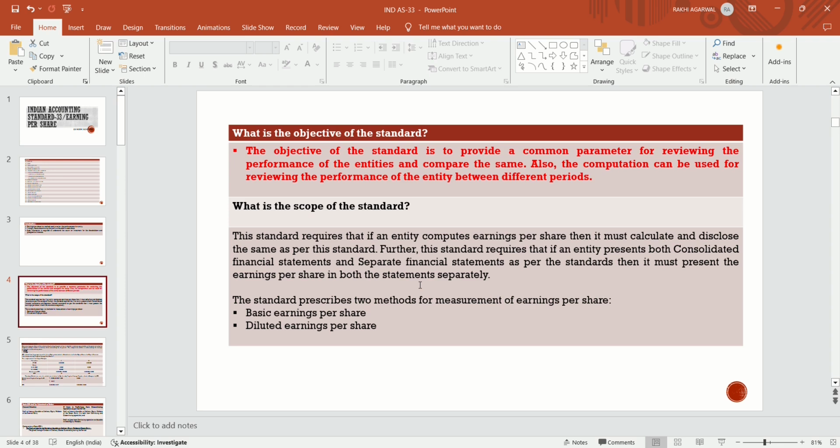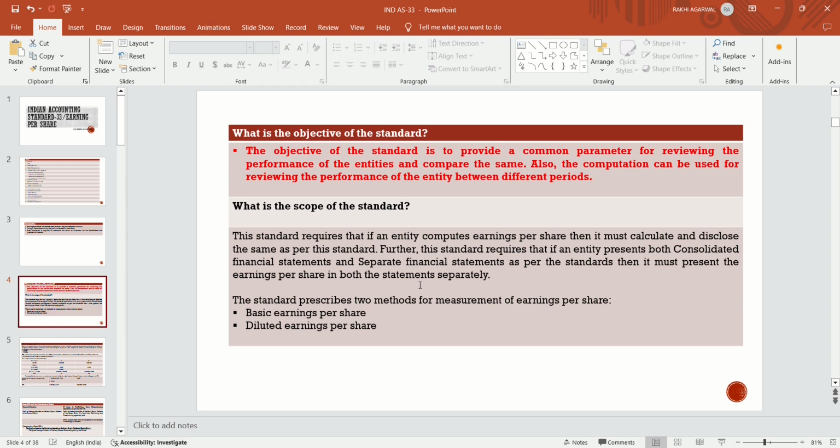What is the scope of the standard? What all comes under it? This standard requires that if an entity computes earning per share, then it must calculate and disclose the same as per this standard. So if the entity computes earning per share, it should calculate and disclose as per Ind AS 33.